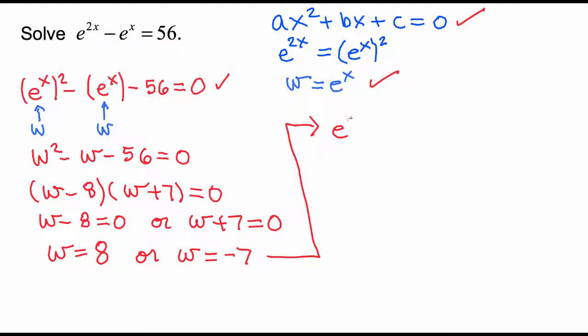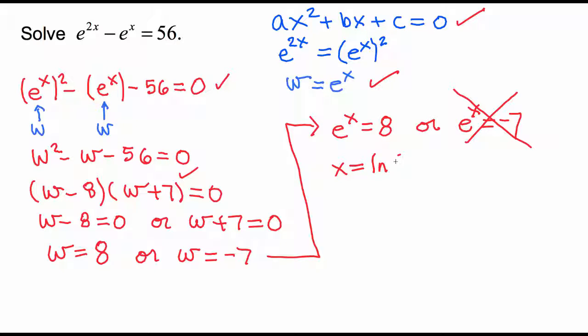So I can write e to the x is equal to 8, or e to the x is equal to negative 7. But e to the x is always positive. So I don't have a solution from this factor right here. I only have one solution. Taking the natural log of both sides of the equation, I have x is equal to the natural log of 8. That's my solution.